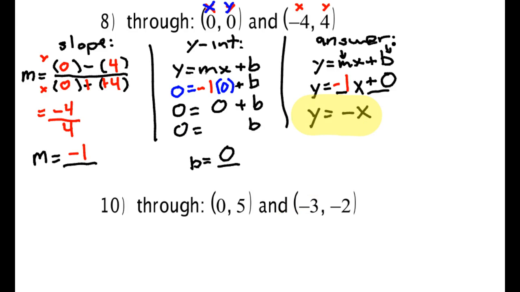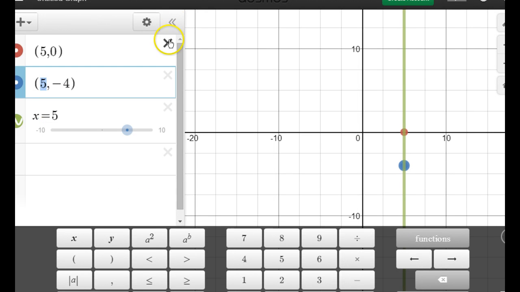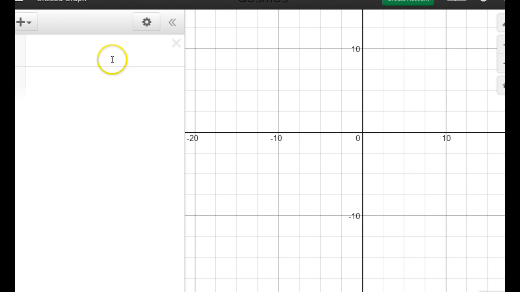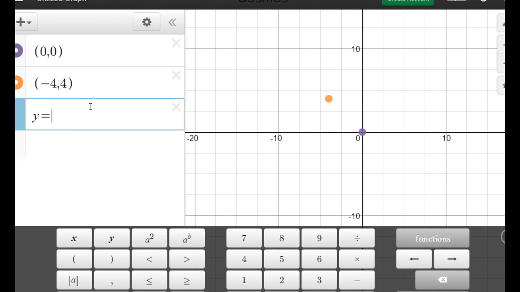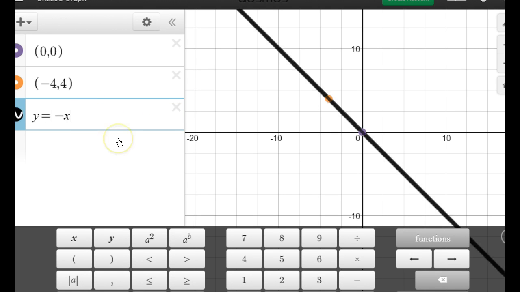But just to make sure, this is what you might be doing different. Some of you, or a lot of you, this is usually where you stop, you get your answer, and you say, okay, what's the next problem? Why don't you just stop? And you're going to check. You're going to make an answer key. So you're going to put in 0, 0. You're going to put in negative 4, 4. Say, what goes through this line? And then put in your answer. y equals negative x. Okay, it's 100% correct.